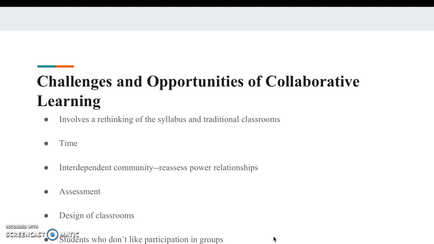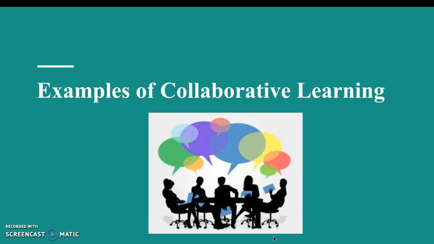The last thing to think about maybe is the design of your classroom. Some of us might be in small classrooms, some of us might be in really large classrooms with lots and lots of students. So how do you work with this group atmosphere if you have a large group of students, or if your space doesn't allow for that? Those are some of the challenges to think about as we delve into this collaborative learning experience.